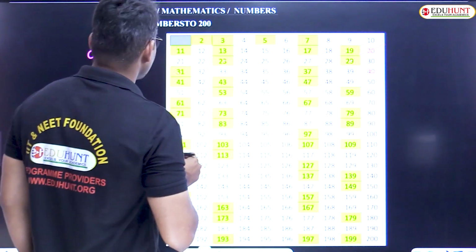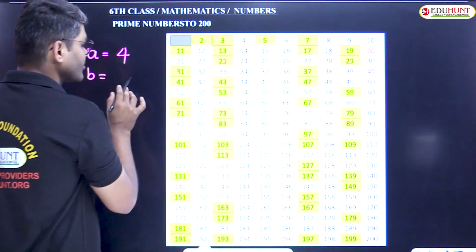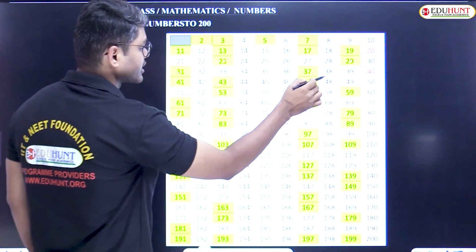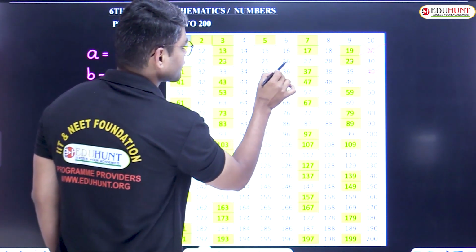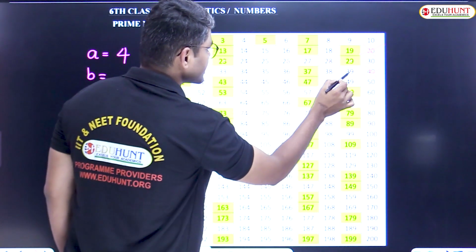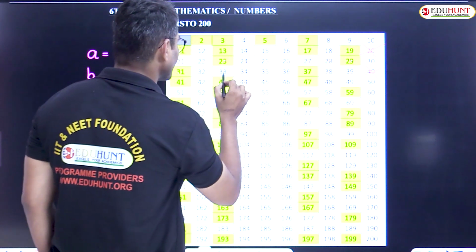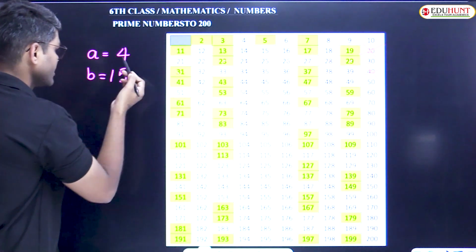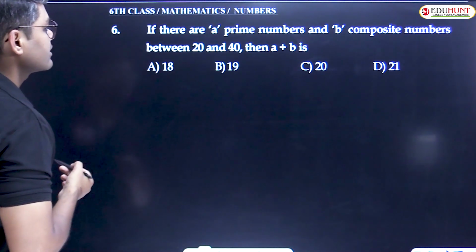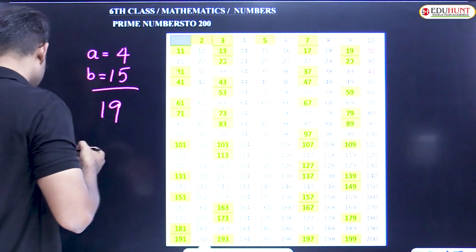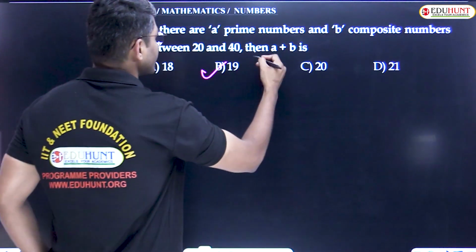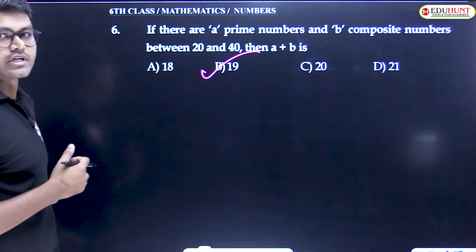B equals the number of composite numbers between 20 and 40. 1, 2, 3, 4, 5, 6, 7, 8, 9, 10, 11, 12, 13, 14, 15. So 15. Now what we have to find? A plus B. A plus B is nothing but 19. Now the answer for this question is 19. Okay. Let's move on to the next one.